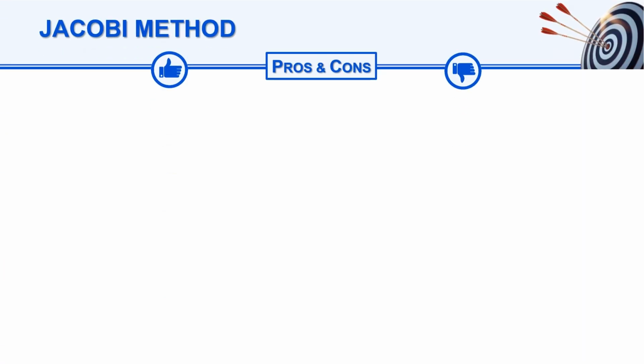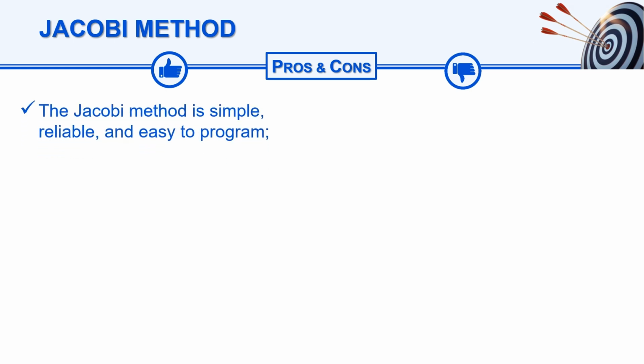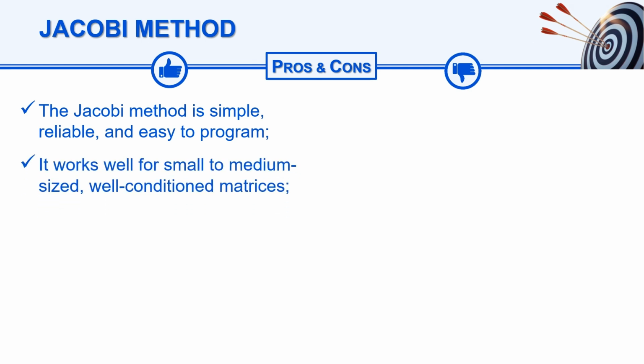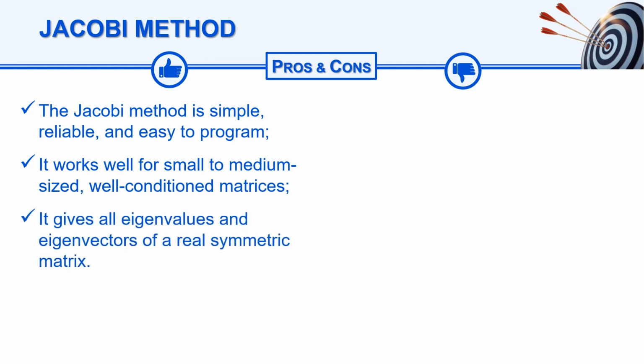The advantages of the Jacobi method are: the Jacobi method is simple, reliable, and easy to program. It works well for small to medium-sized, well-conditioned matrices. It gives all eigenvalues and eigenvectors of a real symmetric matrix.